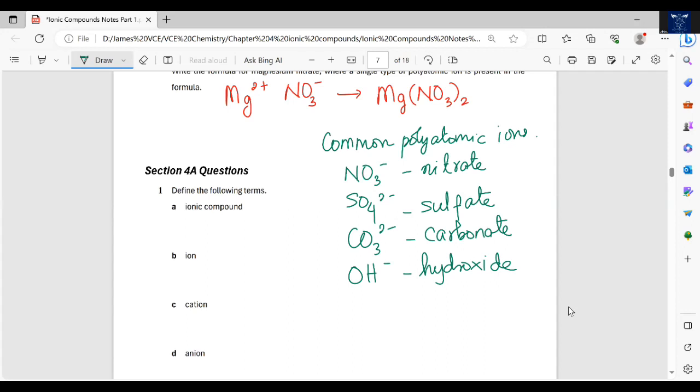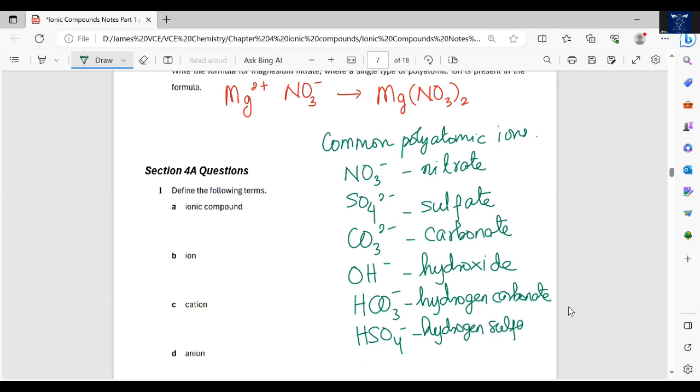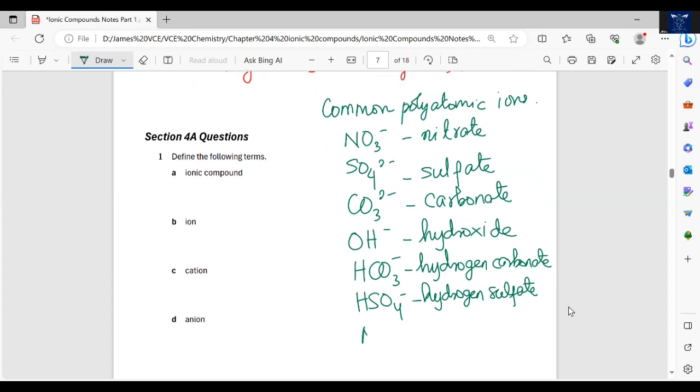Okay, then we also have hydrogen carbonate, HCO3 minus. We also have HSO4, not very common, but it's hydrogen sulfate. And we have NH4, which is the ammonium ion. This is the only cation.